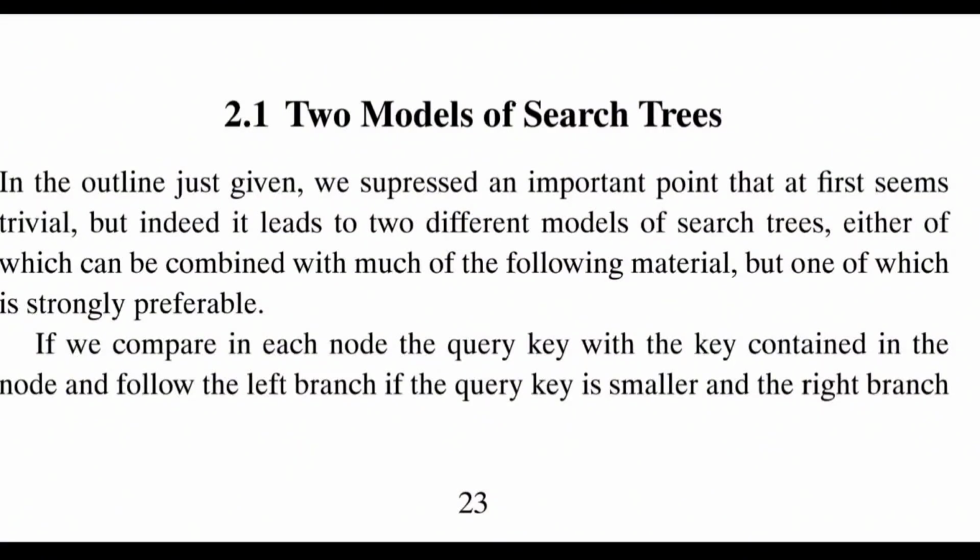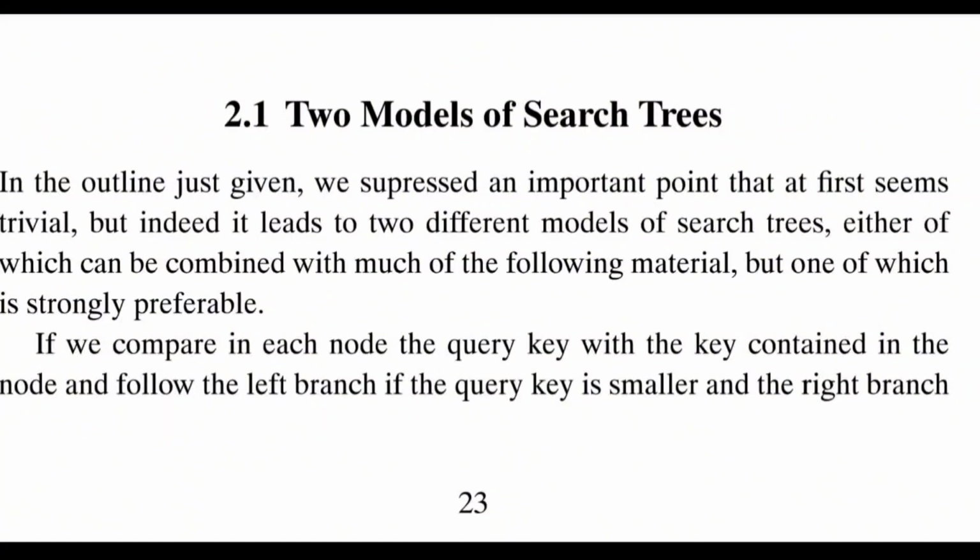Travels right if the query key is larger. If the query key is equal to the node, the key object contained in the node is returned. These are the two models of search tree. This was a simple explanation I have given you about the two models of search tree.